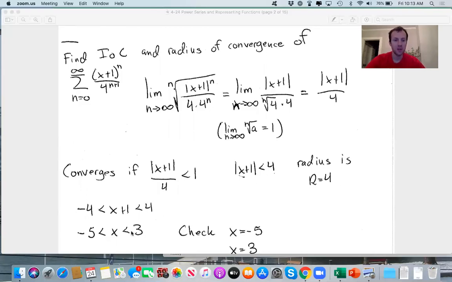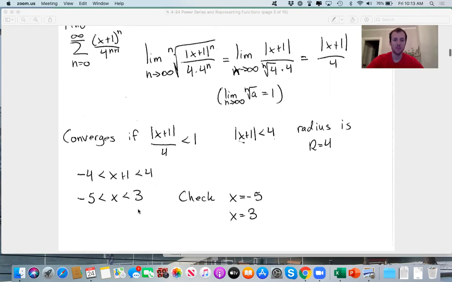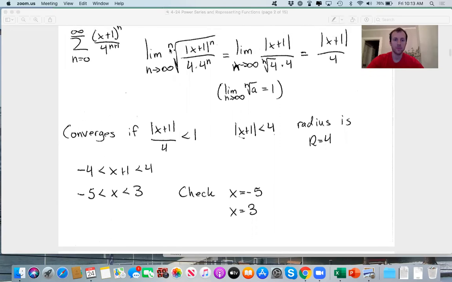If we keep solving the inequality, we can get the actual endpoints of the interval. So the absolute value inequality means the x plus 1 inside is less than 4 and greater than negative 4. If we subtract 1 from both sides, we get negative 5 and 3. So what we know at this point is the interval of convergence is something like negative 5 to 3.